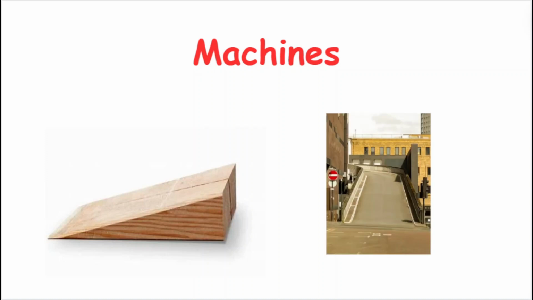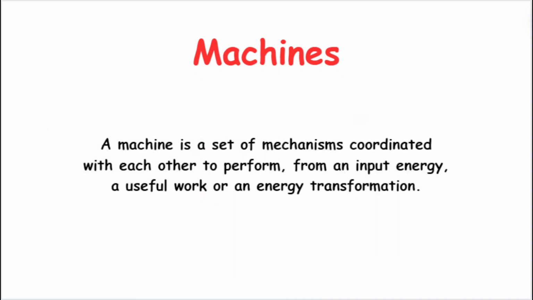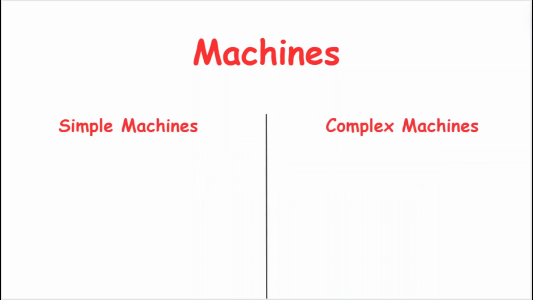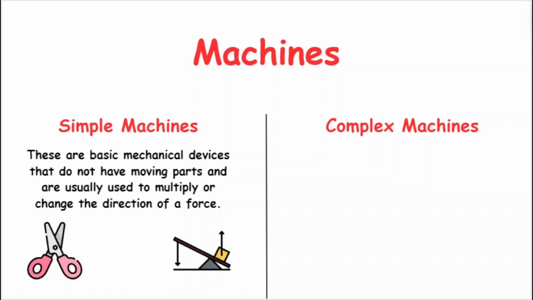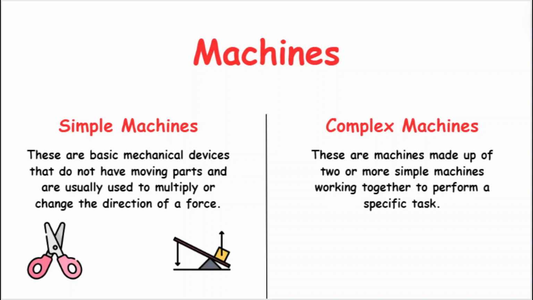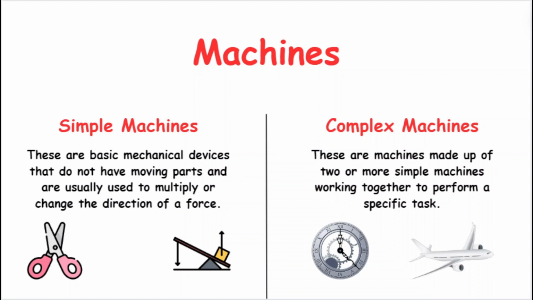The definition of machine is a set of mechanisms coordinated with each other to perform, from an input energy, a useful work or an energy transformation. Knowing that, let's take a look at the two types that exist. And they are simple and complex machines. Simple machines are basic mechanical devices that do not have moving parts and are usually used to multiply or change the direction of a force. For example, scissors or levers. Then, we have complex machines, which are machines made up of two or more simple machines working together to perform a specific task. For example, clocks or planes.